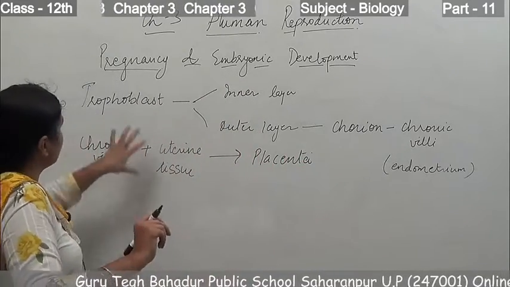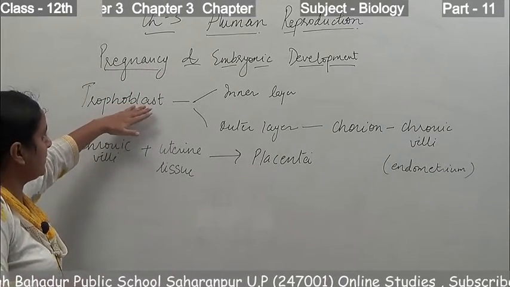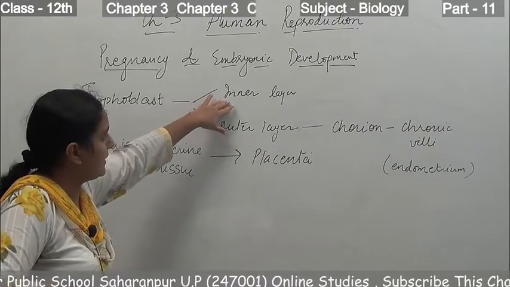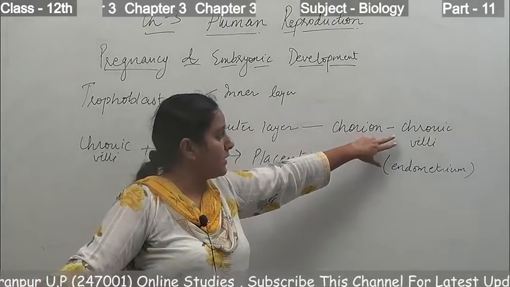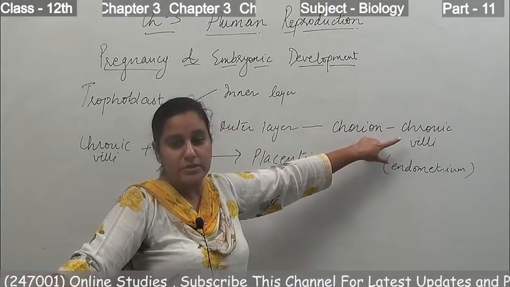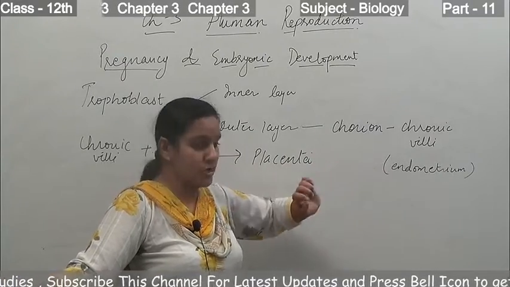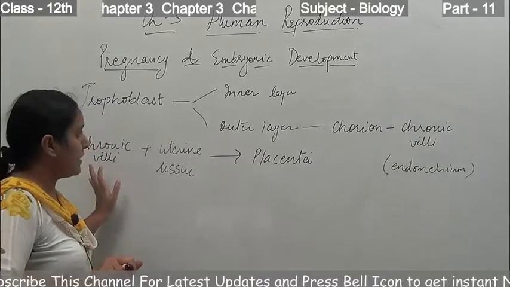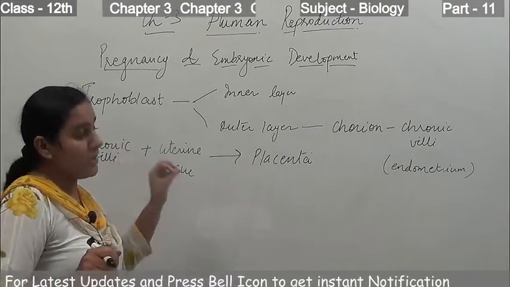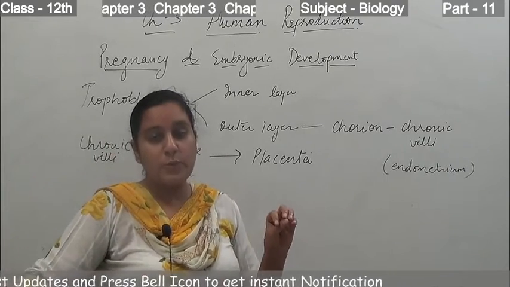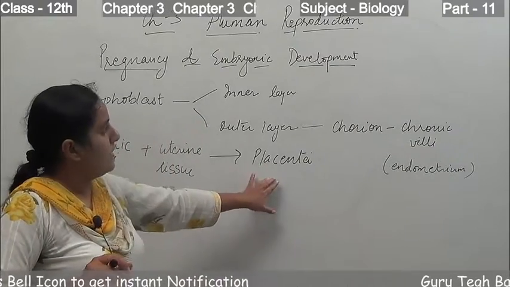Now what happens in the pregnancy? As a result of the implantation, there are two layers of trophoblast. One is the inner layer, another one is the outer layer. The outer layer forms the chorion, that particularly forms the chorionic villi, which are finger-like projections that grow into the endometrium. After this, the chorionic villi and the uterine tissue combine to form the structural and the functional unit between the developing embryo and the maternal body, which is known as the placenta.